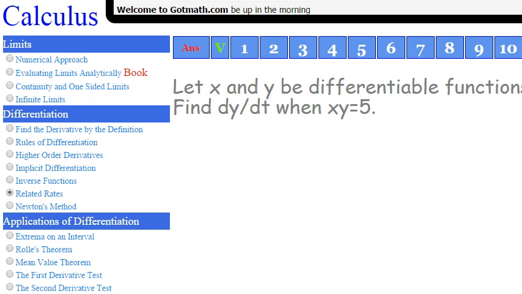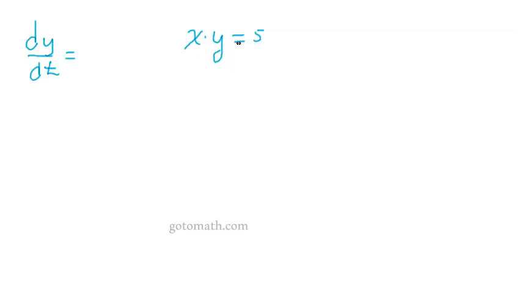Okay. So we have x times y is equal to 5, and we want to find dy over dt. Now we're going to take the derivative of this implicitly. When we take the derivative of x, we want to write dx over dt. So it's all with respect to t here, and you can technically write it like this: xy. We're taking the derivative.